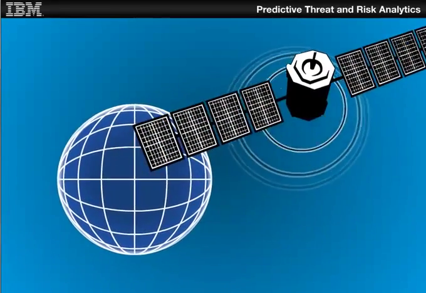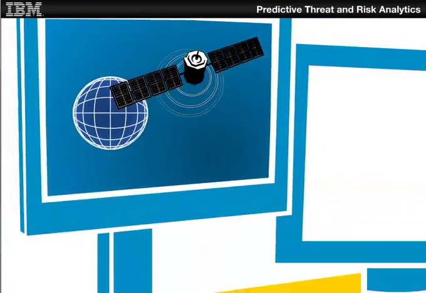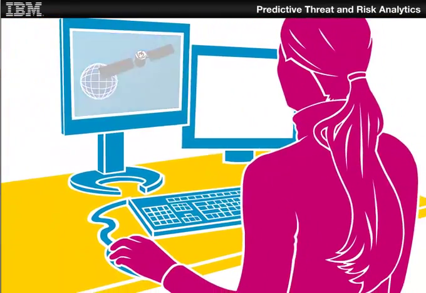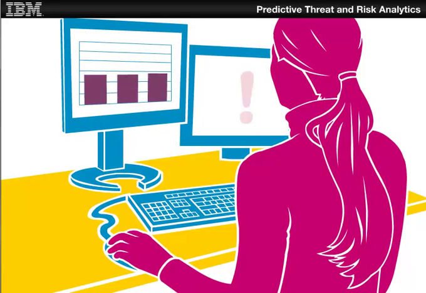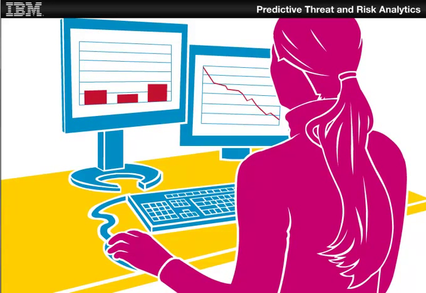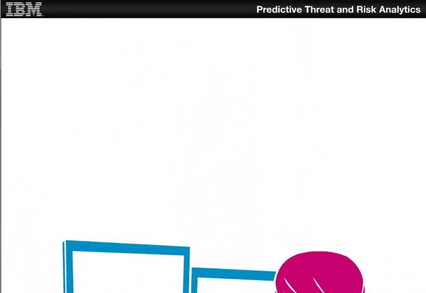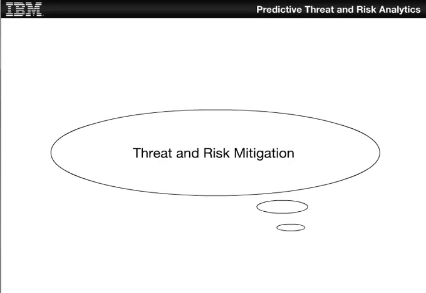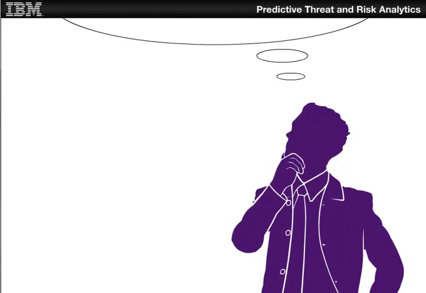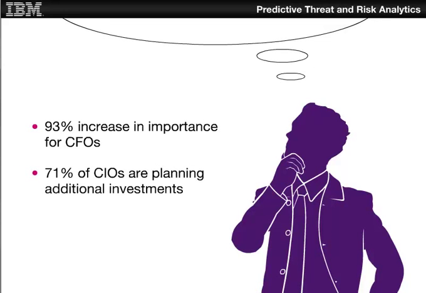That opens the door to new and exciting possibilities, but it can also provide an opening for new threats and vulnerabilities, which can cost millions, even billions, in losses. So it's not surprising that threat and risk mitigation has become top of mind for business. In fact, a recent IBM study of C-level executives found a 93% increase in importance for CFOs, and 71% of CIOs are planning to make additional investments in risk management and compliance.